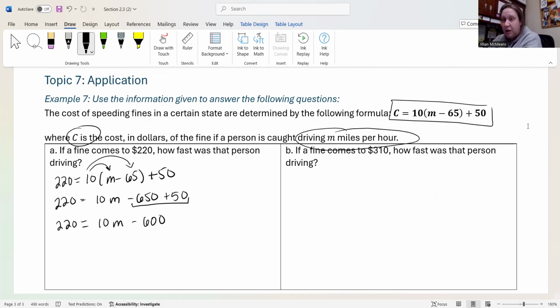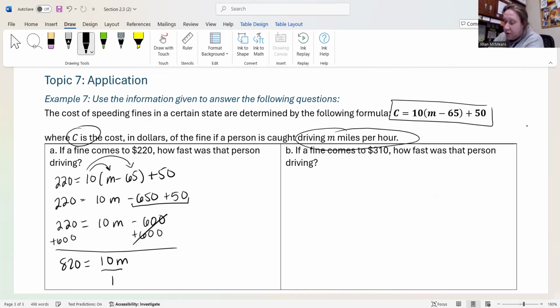Now, I want to get my 10m alone, and this is an example where we'll generally just leave the variables on the right for now, but then when I write my final answer, I'll make sure the variable's on the left. So let's go ahead and isolate the 10m, and I'm sure some of you have just been dying to leave something on the right, so we're going to do it now. The issue with 10m is this minus 600. So I want to move the minus 600 by adding. Well, on the left-hand side, we get 220 plus 600, which is 820. And that's going to equal just 10m because negative 600 plus 600 just cancels to become 0. So 10m minus 0 is just 10m.